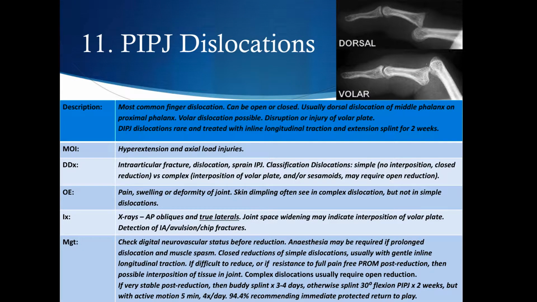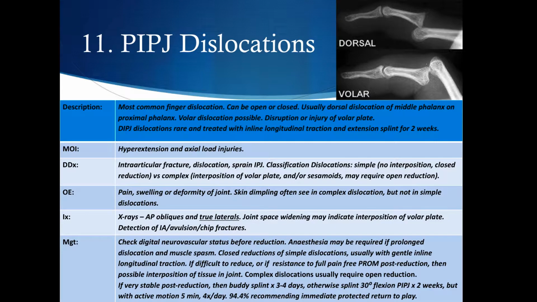PIP joint dislocations are the most common finger dislocations and can be open or closed. They're usually dislocated dorsally and involve the middle phalanx dislocated dorsally on the proximal phalanx. Volar dislocation is possible but much less common. This usually results in disruption or injury to the volar plate.